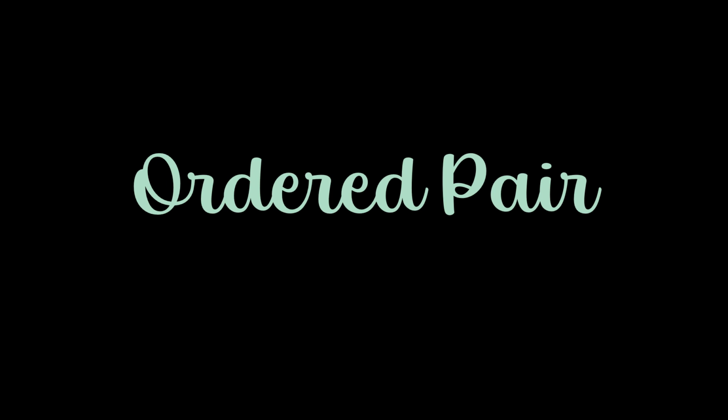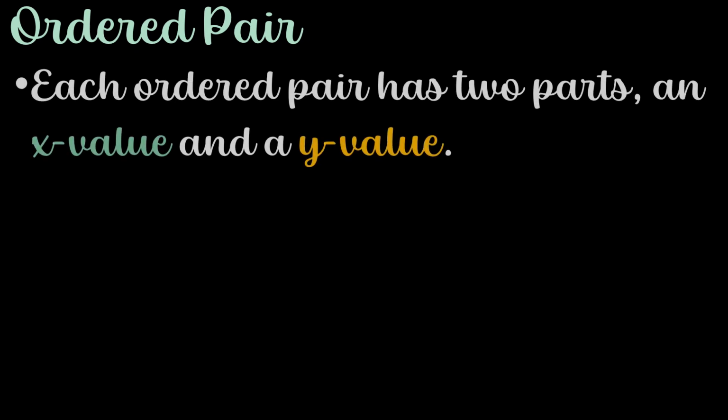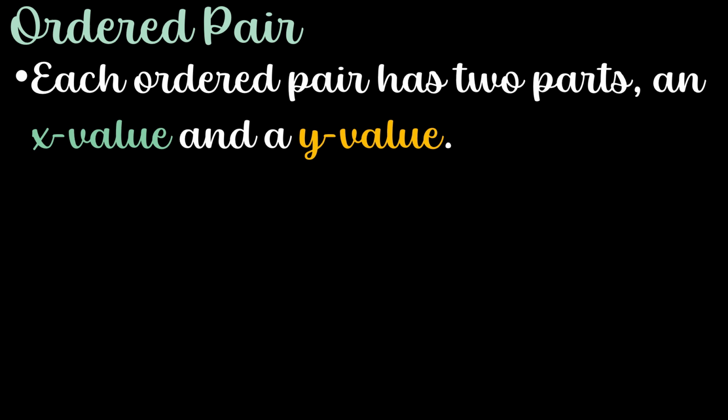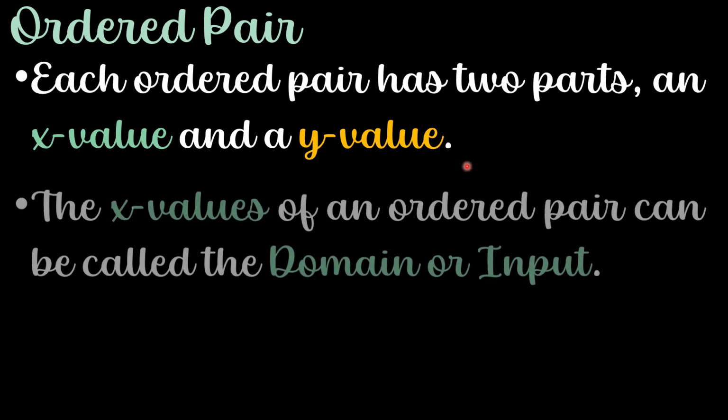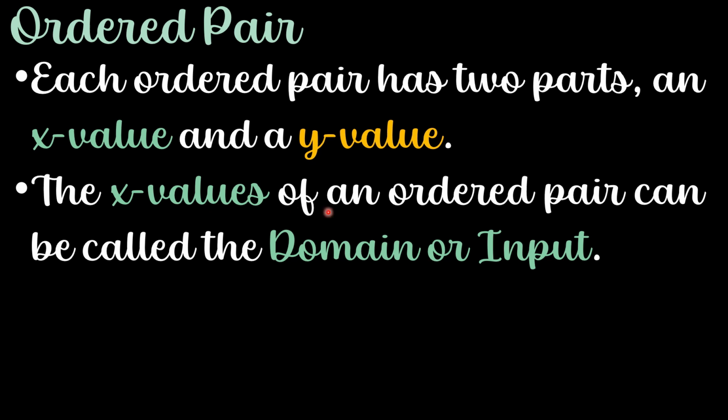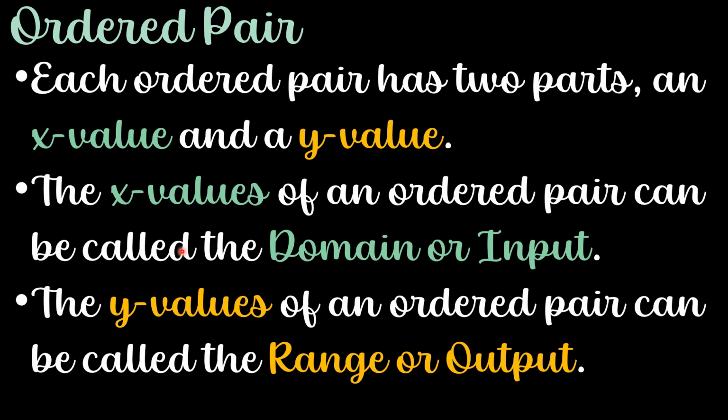Good morning, everyone. Before we begin with our lesson, let us first have a review about ordered pairs. An ordered pair has two parts, an x value and a y value. The x values of an ordered pair can be called the domain or input, and the y values of an ordered pair can be called the range or output.